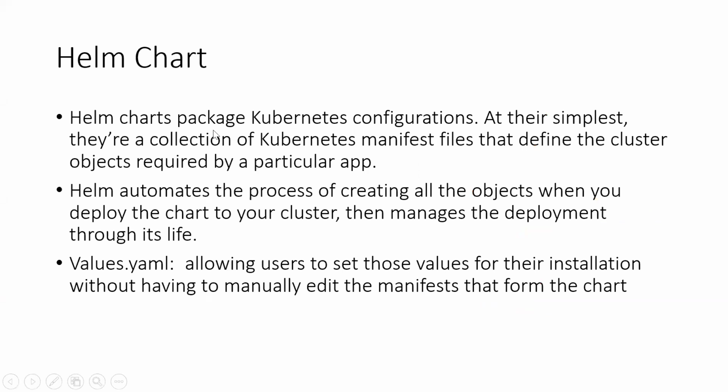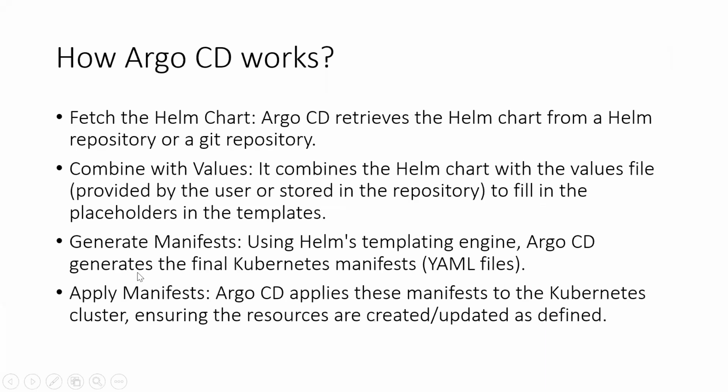So Helm charts package Kubernetes configurations. At their simplest, they are a collection of Kubernetes manifest files that define the cluster objects required by a particular app. Helm automates the process of creating all the objects when you deploy the chart to your cluster, then manages the deployment through its life. The important file is the values.yaml file, allowing users to set values for their installation without manually editing the manifest files. So suppose replica count or namespace name, which you want the user to provide, you can put under the values.yaml file.